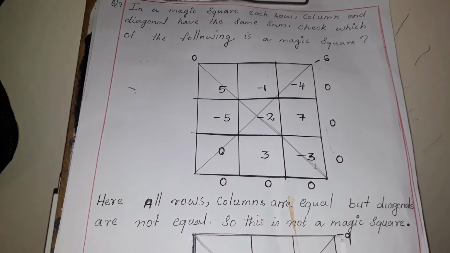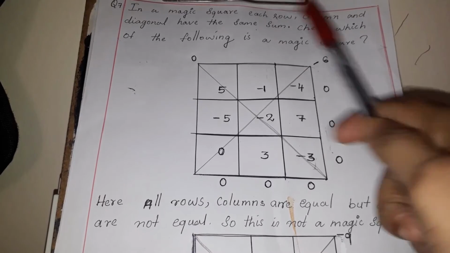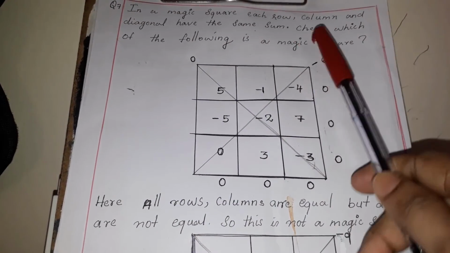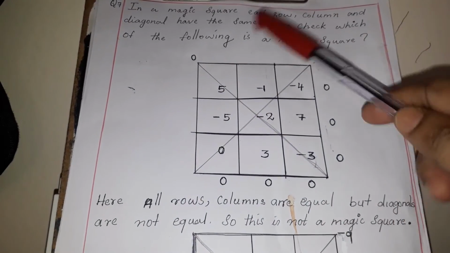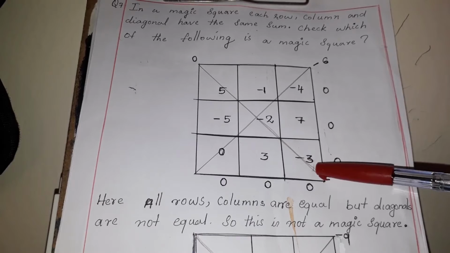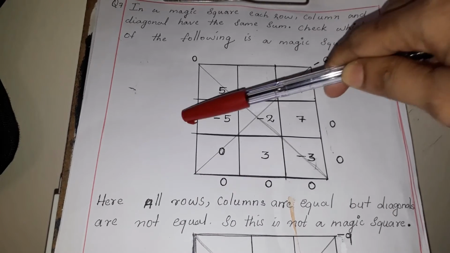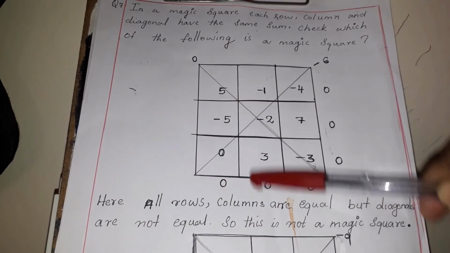Question number 7. In a magic square, each row, column and diagonal have the same sum. Check which of the following is a magic square. Okay, we are going to check whether this is a magic square or not. So we have to check the diagonals, rows, each row, each column.